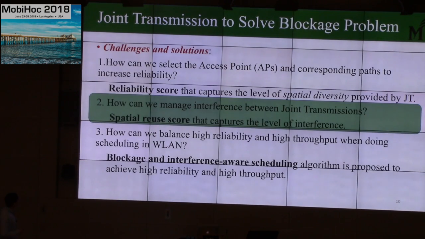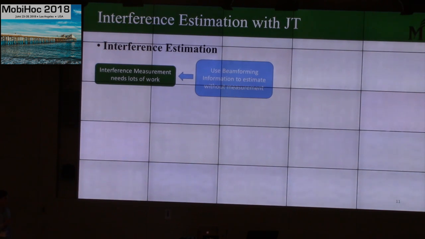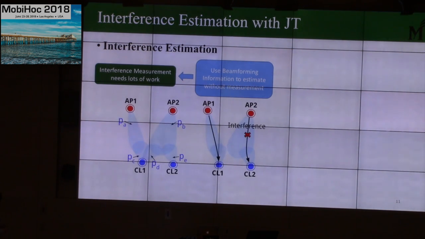And the second solution is that we figured out a spatial reuse score that captures the level of interference. Actually, knowing the interference in the 60 GHz WLAN is not an easy job. If we want to measure the interference, that will need a lot of work. So we are thinking whether we can just directly use the beamforming information to estimate the interference without measurement. And then we came up with a simple model.